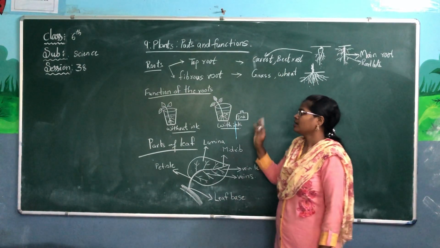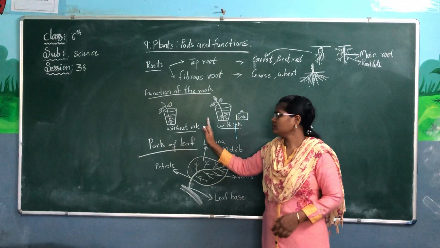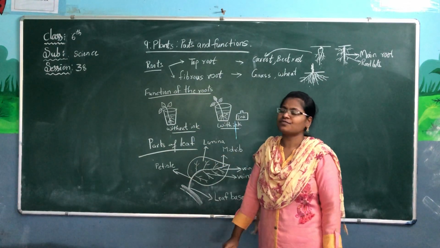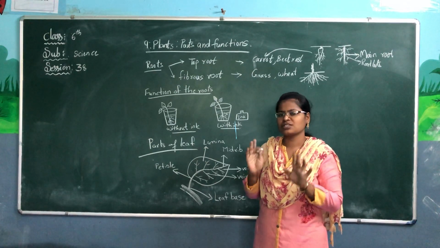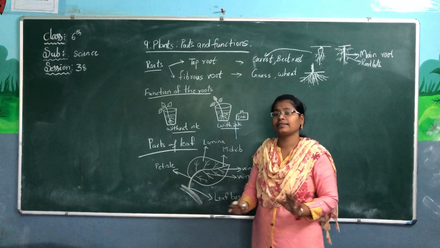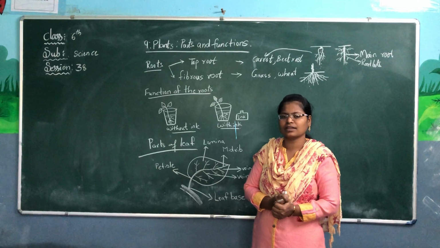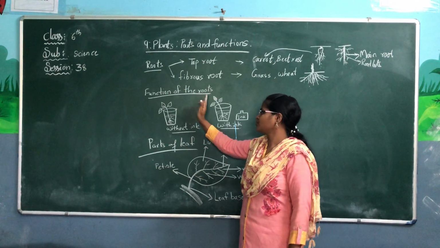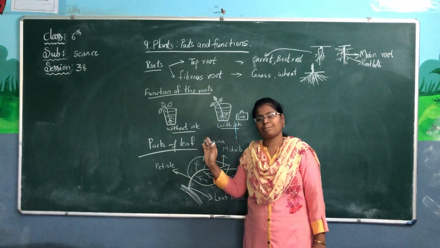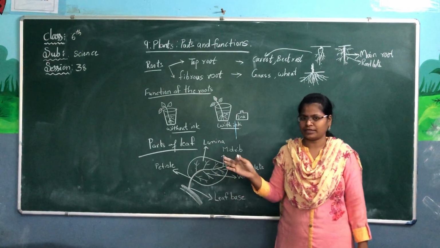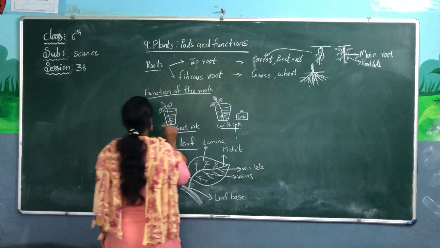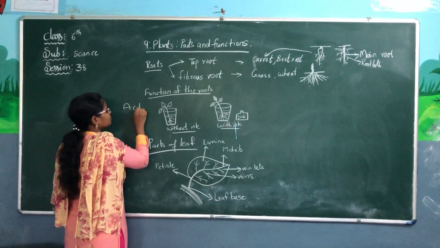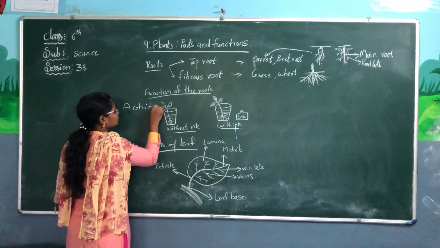Now I am going to talk about the function of roots. I told you there are two functions, I am just telling. In science we can't say things only theoretically. We should always have a practical proof. For the function of the roots, we have one practical proof. We have to prove it, so we are doing one experiment, one activity.